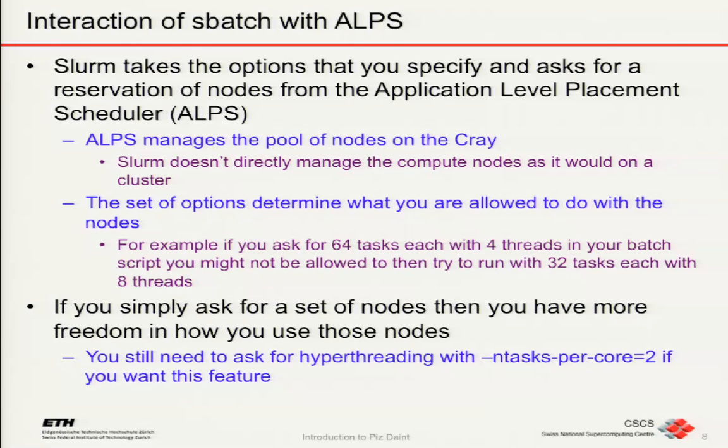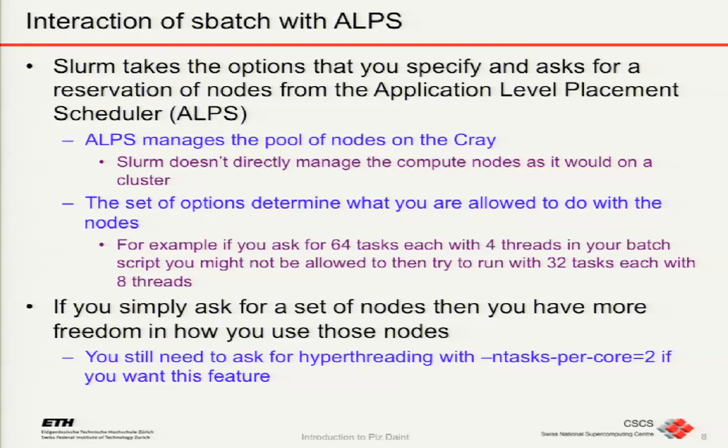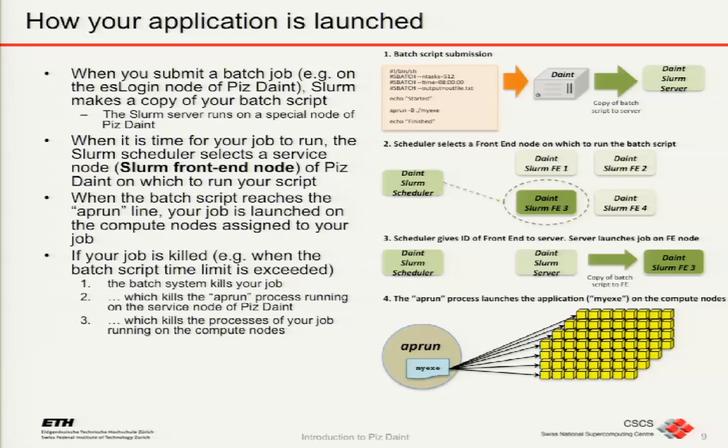But if you actually ask for tasks and threads, then the request you've made to ALPS means that ALPS gets a little bit picky at times and says, you didn't quite ask for that. It may be that if I ask for 64 tasks, each with 4 threads, it's the same multiplier as 32 tasks, each with 8 threads. But ALPS may say at the aprun time, claim exceeds reservation. But if you ask for a simple set of nodes, you're OK. You still need that hyperthreading, as mentioned. So how does this all work?